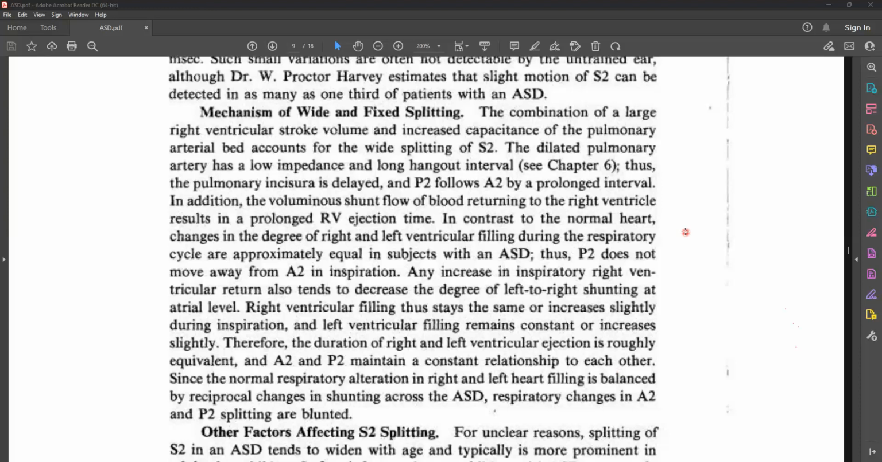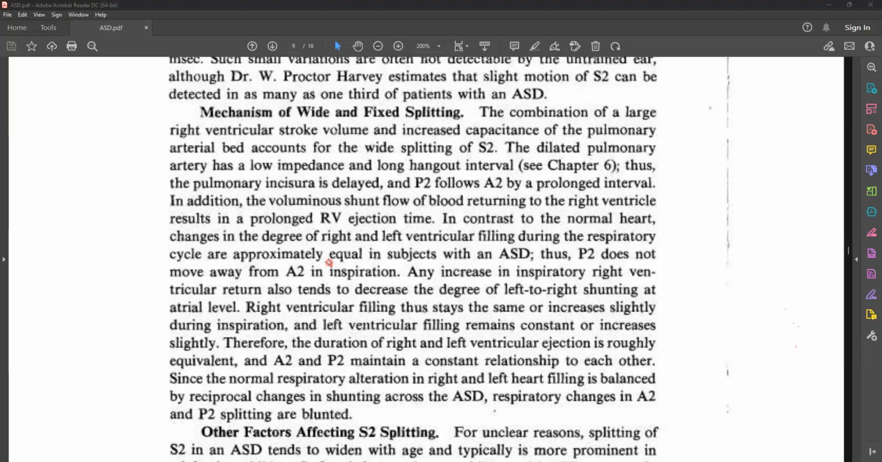We know that in the presence of a septal defect, the inflow of the right atrium and the left atrium becomes reasonably normalized. So that is what they are trying to explain here. In a normal heart, changes in the degree of right and left ventricle filling during the respiratory cycle are approximately equal in subjects with ASD. It doesn't vary in patients with ASD. Therefore, the P2 does not move away from A2 in respiration.